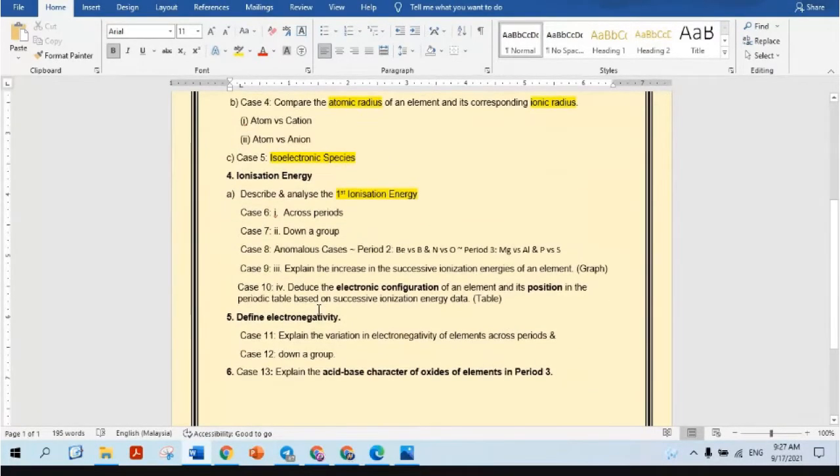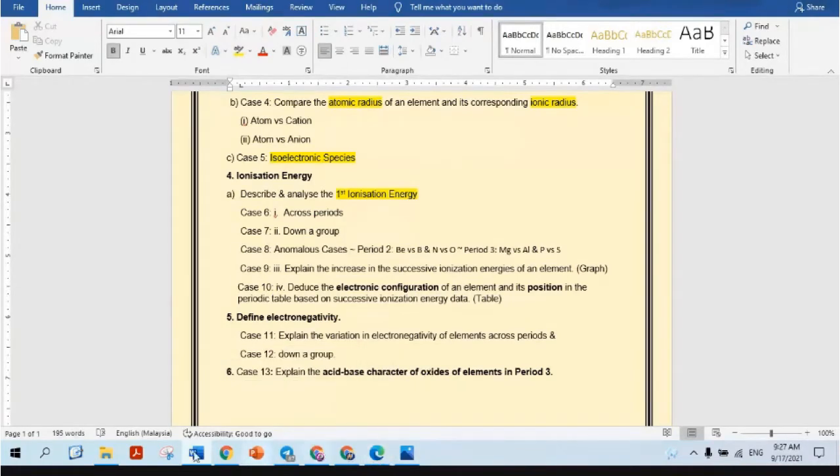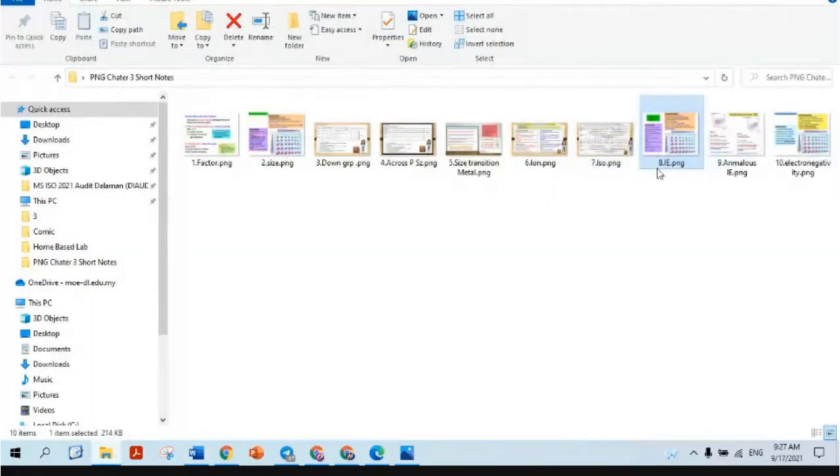Same thing happens for electronegativity. The explanation of the variation in electronegativity of elements across a period and going down the group is more or less the same. Only the last part is different, because in the last part we talk about electronegativity, and the last point for the other we talk about ionization energy. But before that, all the explanation is the same. So if we check the general explanation, we go for the general first.